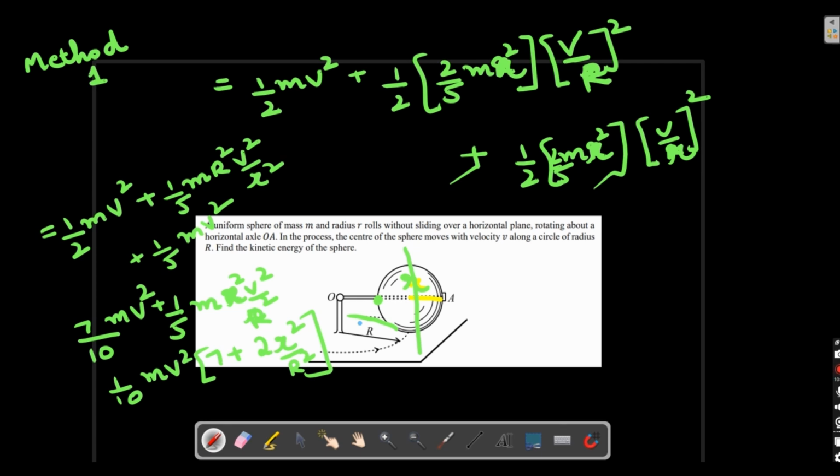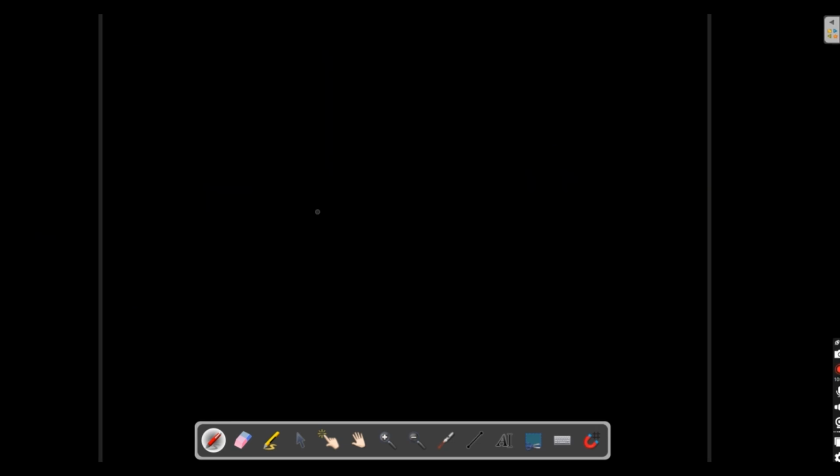I hope you guys understood. The mistake that I made is I took capital R, but the radius of the sphere is given as small r. So I should not consider capital R in that case. Got the point? And then in this case, 2 by 5 m r square and rotation that will be v by r. And then along this particular axis rotation that I have taken as v by r whole square. Now, how to solve this particular question with method 2?